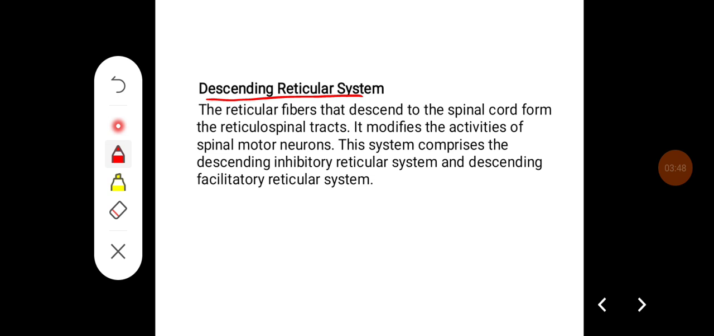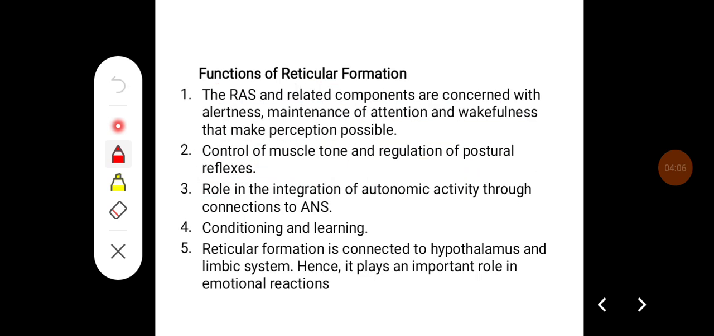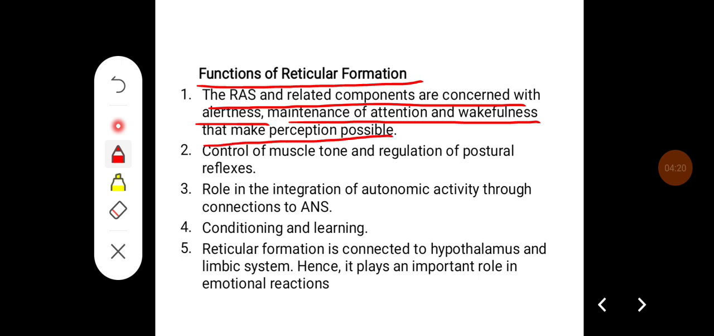Descending reticular system. The reticular fibers that descend to the spinal cord form reticulospinal tracts. It modifies the activity of spinal motor neurons, and this system comprises descending inhibitory reticular system and descending facilitatory reticular system. Some of the important functions of reticular formation to enumerate are: first, the reticular activating system and related components are concerned with alertness, maintenance of attention, and wakefulness that makes perception possible.